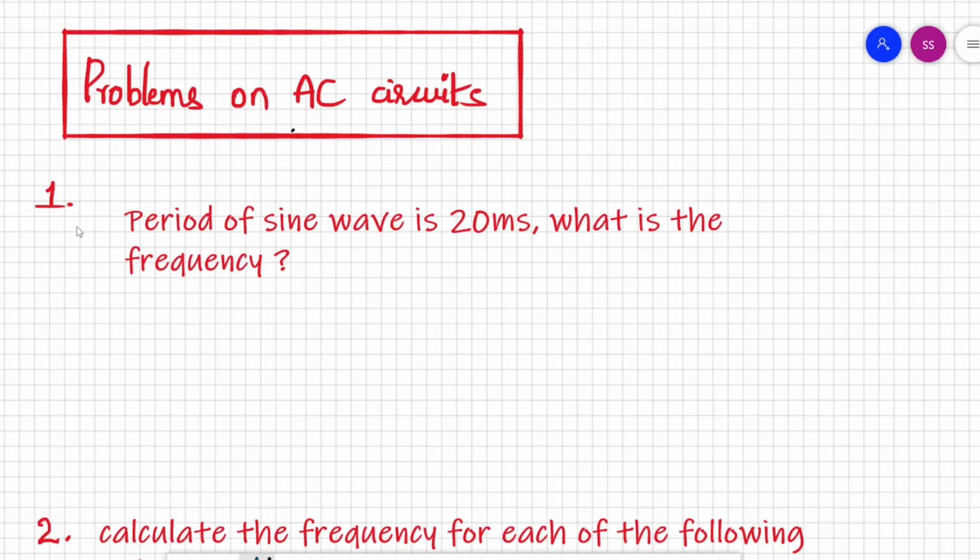Okay, so here we have problem number 1. Period of a sine wave is 20 milliseconds. Then what is the frequency? Period means time period. Okay, so let us try to solve this.